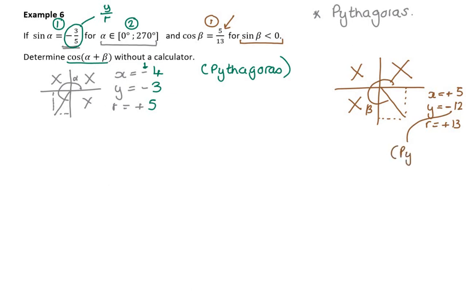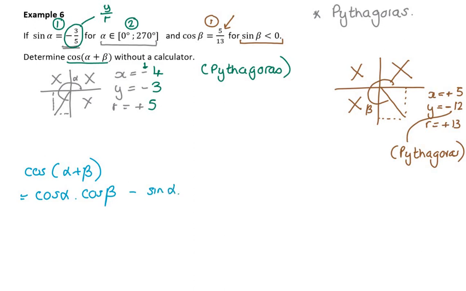Now, I'm not doing my Pythagoras here because these are what's called Pythagorean triples. So I know off by heart that 5, 12, and 13 is a Pythagorean triple. But if you don't know your Pythagorean triples, you could just do Pythagoras' theorem. Now, this should be a fairly easy question for me, because I know that cos of alpha plus beta, notice I haven't found alpha or beta because I'm not allowed to use a calculator. So I can't actually find their values, but I know the identity says it's cos alpha cos beta minus sine alpha sine beta. That's the identity.